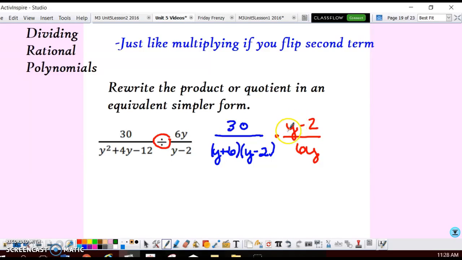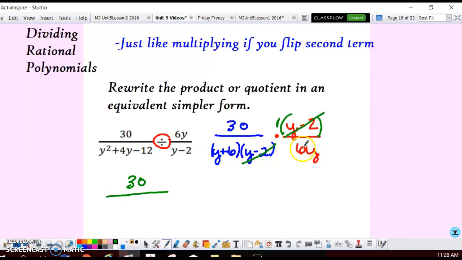Never try to take this y and cross it out with this y. This is a unit, y minus 2. It needs to stick together. These y minus 2's, though, will cancel because there's one in the numerator and one in the denominator. That means all I'm left with up here is a 1, technically. So 30 times 1 makes 30.